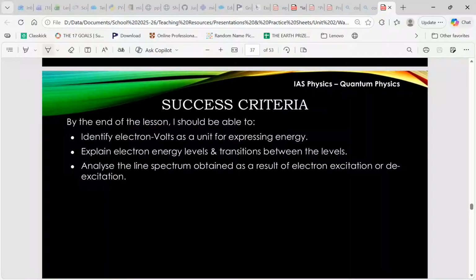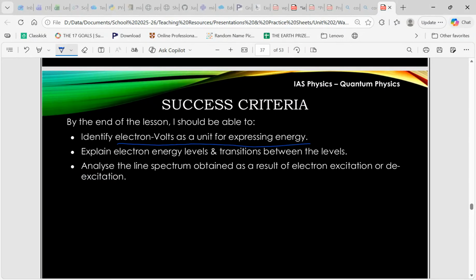Today we are going to discuss the subtopic of electron energy levels. So we will start with our discussion on identifying electron volts as a unit for expressing energy. Then we will explain electron energy levels and transitions between the levels, and finally we will analyze line spectrum obtained as a result of electron excitation or de-excitation. And you can see there is a lot of new vocabulary that we will be using today.